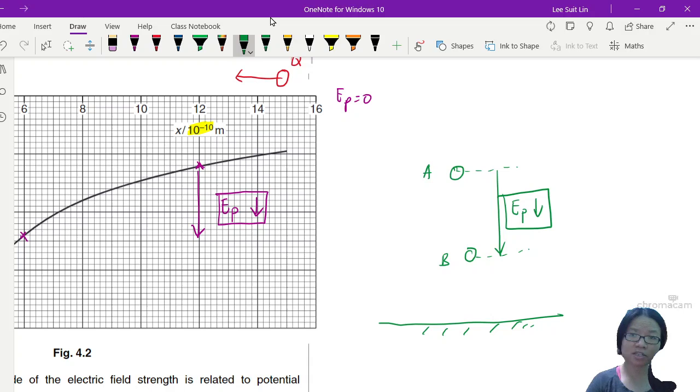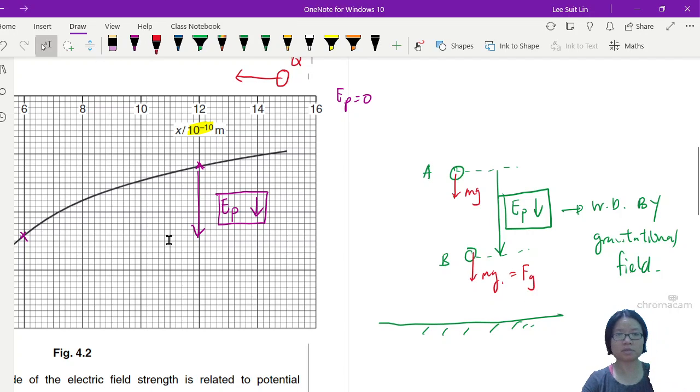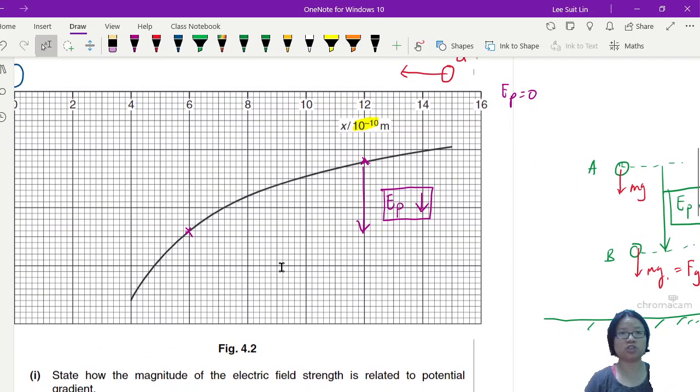Now if your potential energy decreases, it means that work is done by the potential field. In this case, the gravitational field. Because the force that is pulling the ball down is our good old familiar mg, or weight, the gravitational force. So in this case, similarly, if the electric potential energy decreases, we can then conclude that there is work done by the electric field.